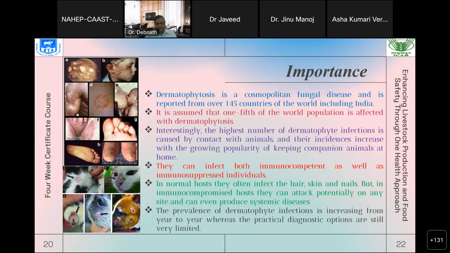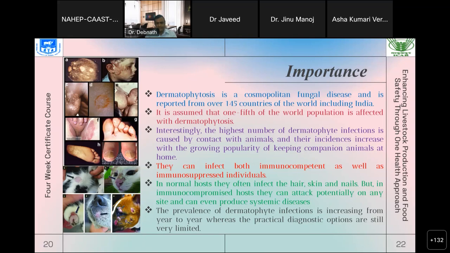Now, dermatophytosis is called cosmopolitan in distribution, and about 145 countries are reporting the presence of the disease, including India. And it is assumed that 1/5 of the world population is affected with this disease at any point of time.